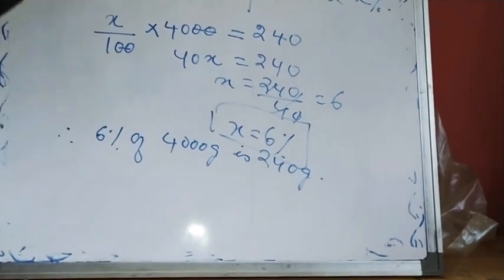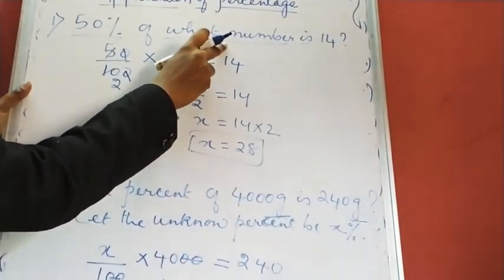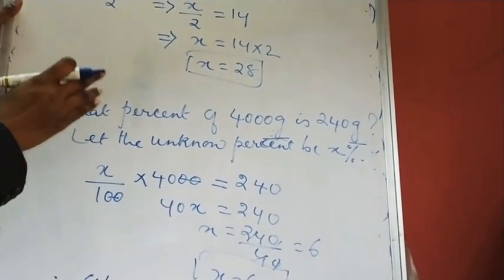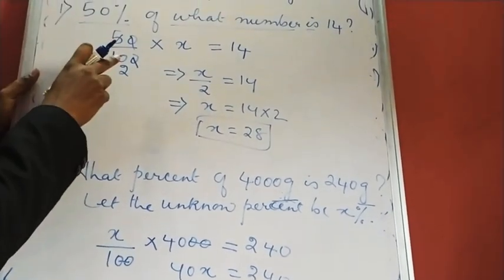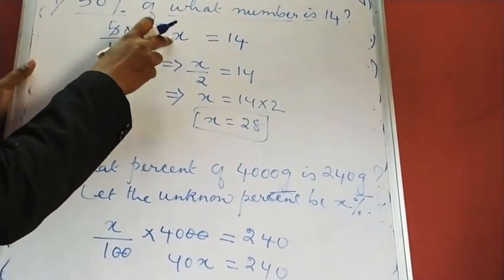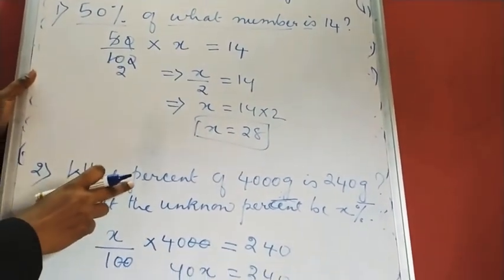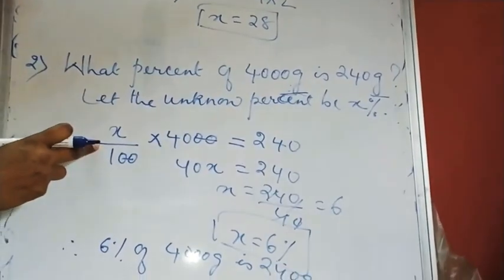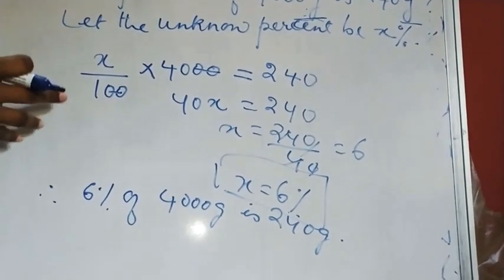So here the question is to determine the number. Here the question is to determine the percent. So whatever is asked to be determined, we are taking that quantity as x. Suppose here the number is asked, we have taken the number as x. Here the percent is asked, we have taken it as x percent. And that is why we have written here x by 100. I hope you all understood, children.